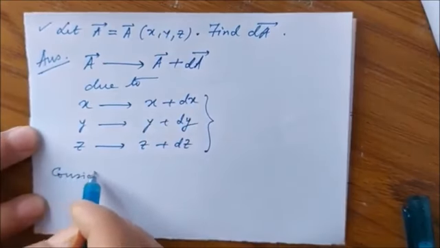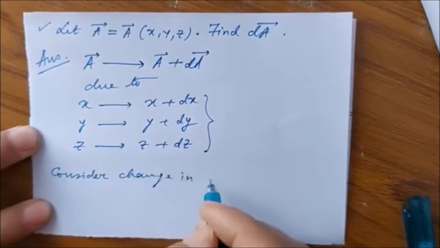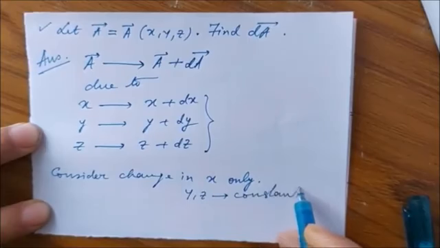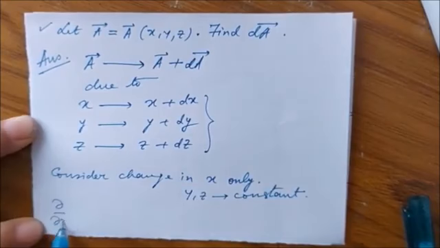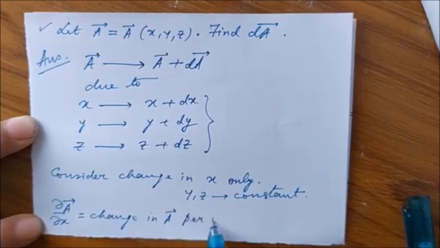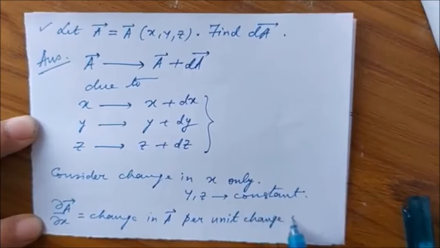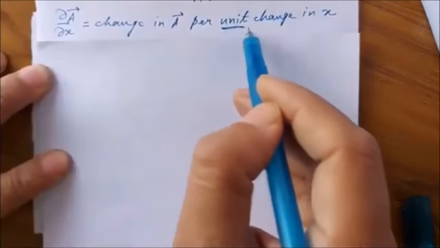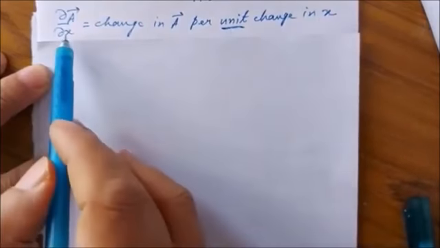Now consider change in x only. That is, y and z are held constant. Then this will be the rate of change of A with respect to x when other variables are constant. So we can write it as change in vector A per unit change in x. And the problem is virtually solved if we follow the following arguments. Here note the term unit change in x. So if x changes by unity, then this is the change in vector A.